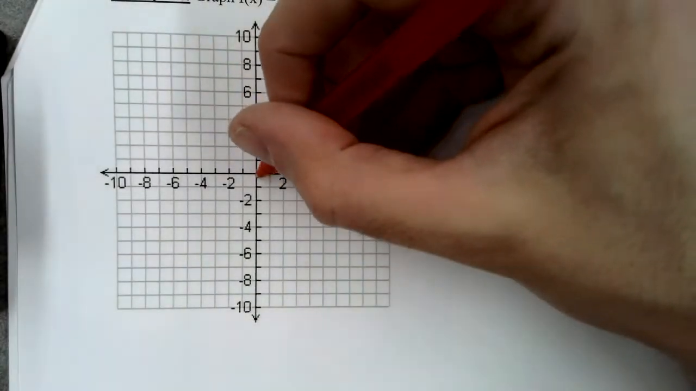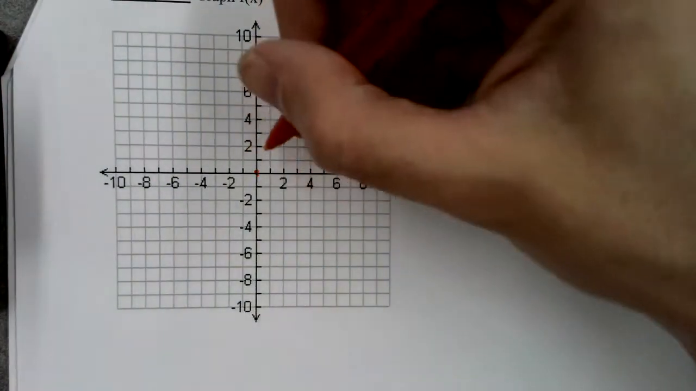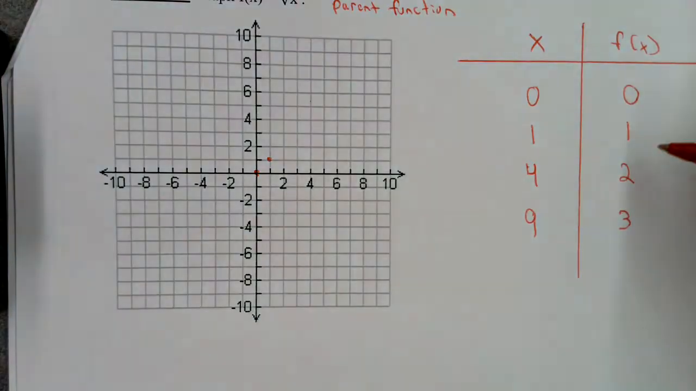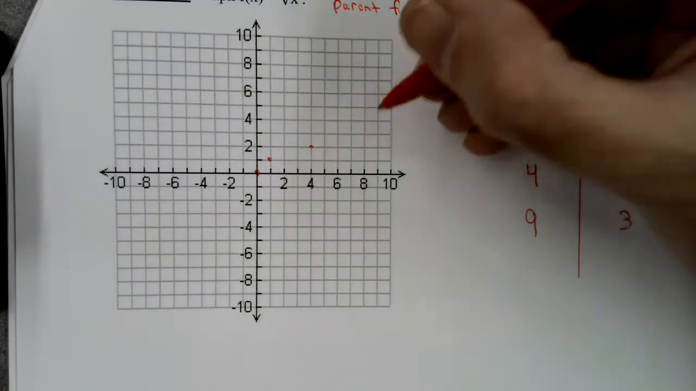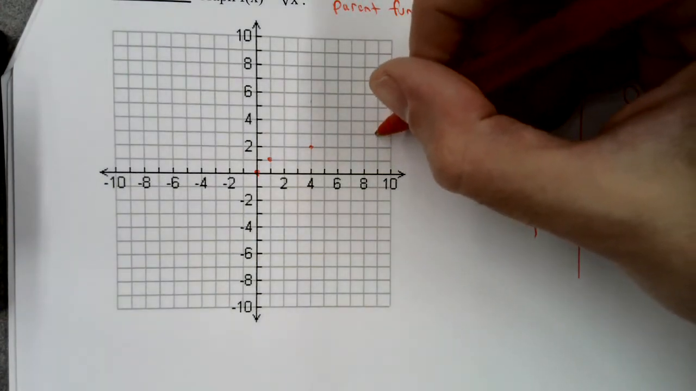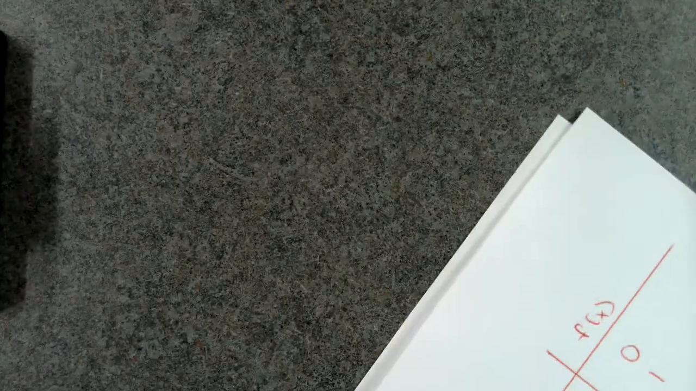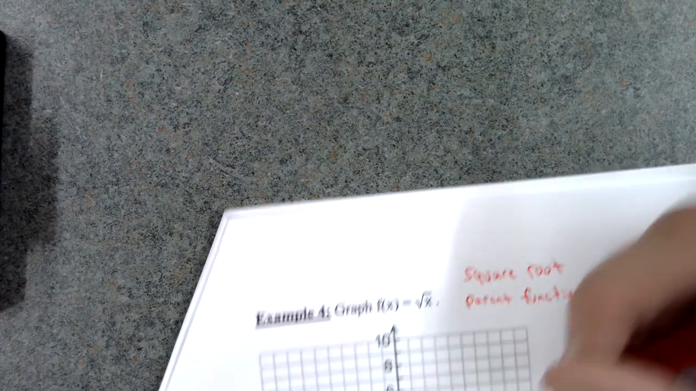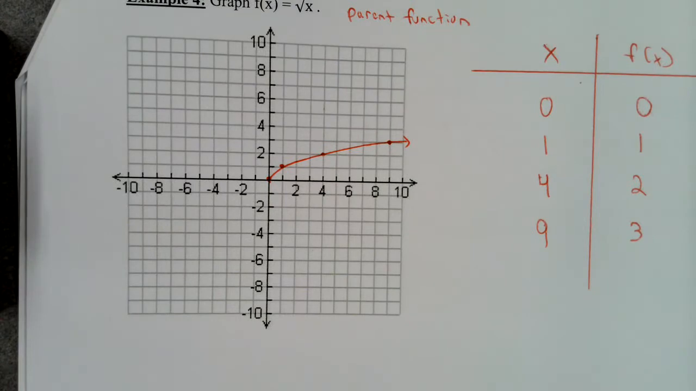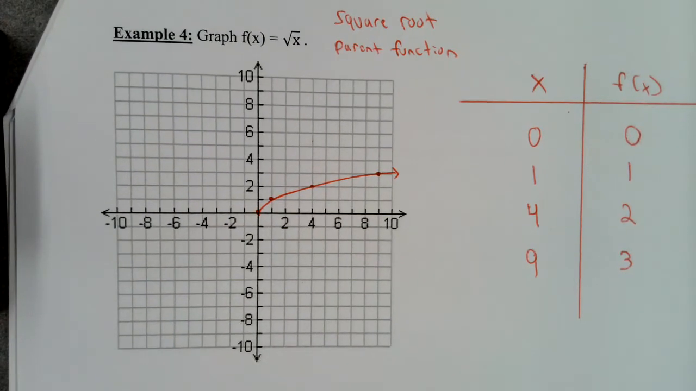So 0, 0. We have 1, 1. We have 4, 2. And then we had 9, 3. Let's draw that graph. Make it look nice. It should look like that. Okay, so that is the square root parent function, and you want to commit that to memory too. It'll be helpful in the next lesson.